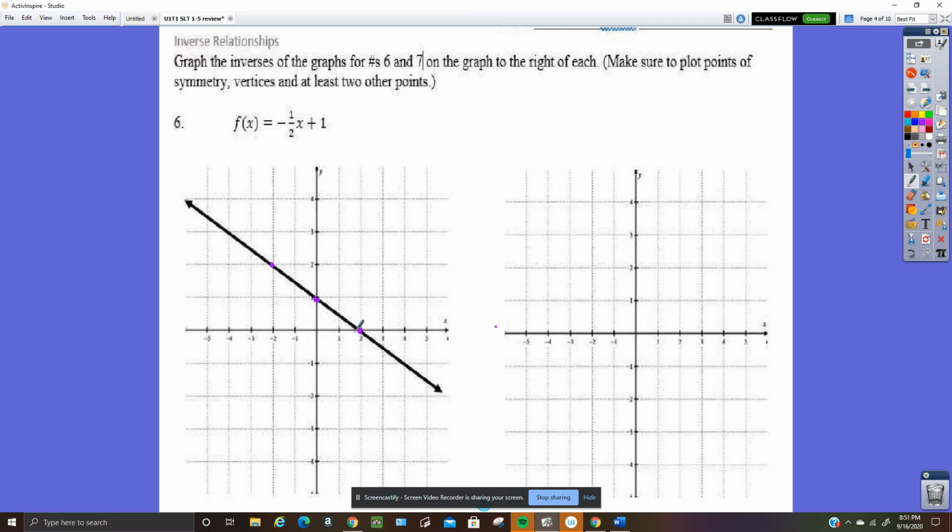All right, so the inverse point of (2, 0) would be (0, 2). Let me draw that in a different color here. Let me use orange. So (2, 0) becomes (0, 2), and then (0, 1) becomes (1, 0), and (-2, 2) becomes (2, -2).